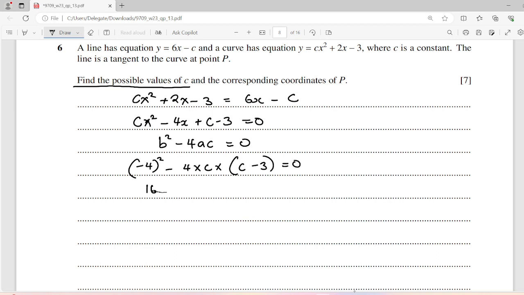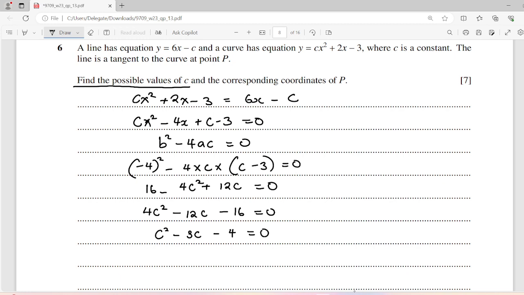So to form something quadratic properly, I could take everything to the right. So I have 4c squared minus 12c, then plus minus 16 equaling to 0. This can be reduced by dividing by 4, so I will have c squared minus 3c minus 4 equaling to 0. Solve. When you solve, you get c as negative 1 and c as 4.